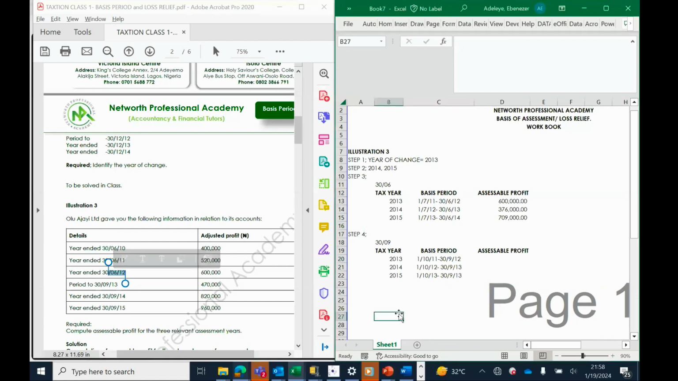So for this first one now, from 1st of October 2011 to 30th of June, how many months is that? We'll first do that. Let's count from 1st of October. No, sorry, this one should be 2012.